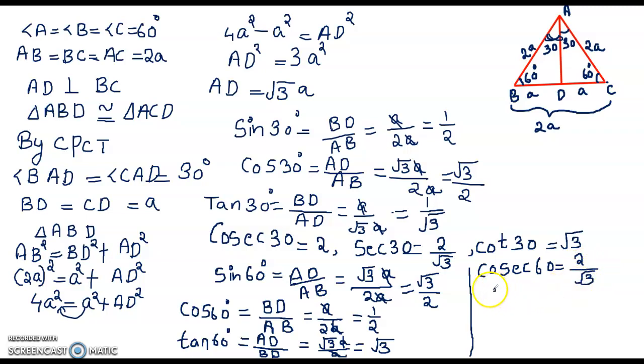Then sec 60. Sec is the reciprocal of cos. So sec 60 is the reciprocal of 1 by 2, that is 2. Then cot 60 is the reciprocal of tan. So cot 60 degrees is the reciprocal of tan 60 degrees. The value of tan 60 is root 3. So cot 60 degrees is equal to 1 by root 3.